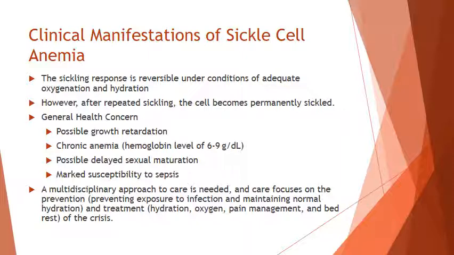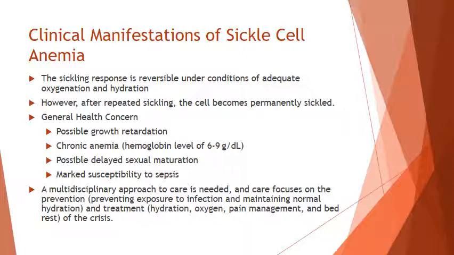The general health concern in these people, especially the children, is possible growth retardation, chronic anemia, hemoglobin level of 6 to 9 grams per deciliter, very, very low. Imagine all the symptoms associated with that. Increased risk of getting infections. You're exhausted, fatigue, the lack of muscle tone, so many things as a result of that. They may also have delayed sexual maturation, which has not only a physical aspect to it, but also the social aspect for these pubescent children.